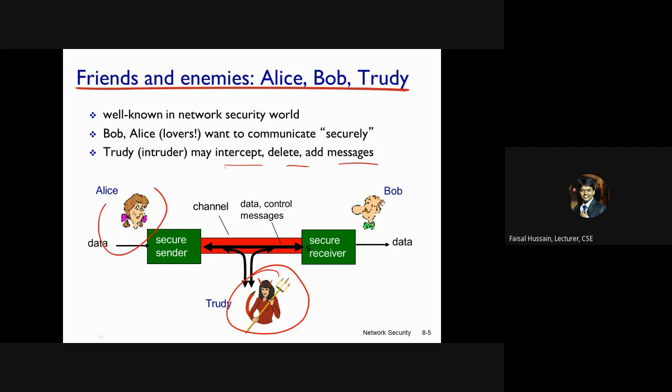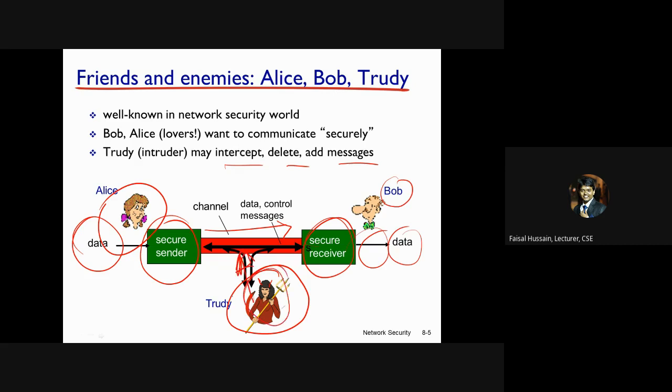So Alice has some data. She uses the secure sender option, and using the channel she sends it to Bob, and Bob as a secure receiver will receive that and extract the data. That is the idea. But in the case of Trudy, what will happen? He or she will intercept the data and try to change the data, add data, or delete some data to complete his own bad goal.